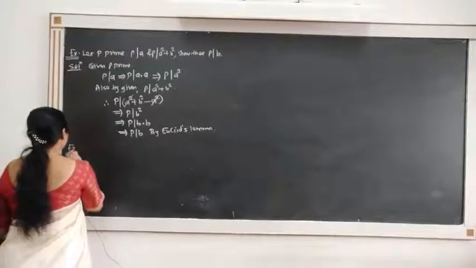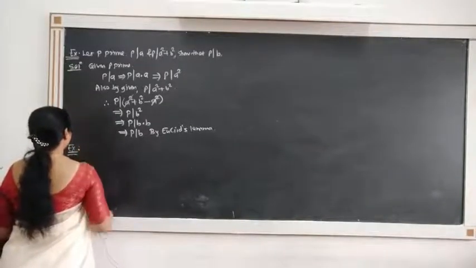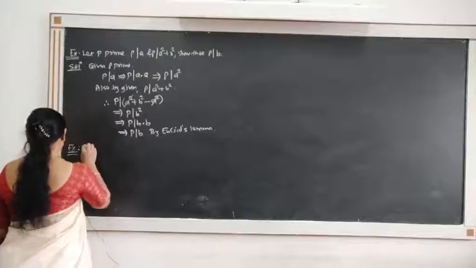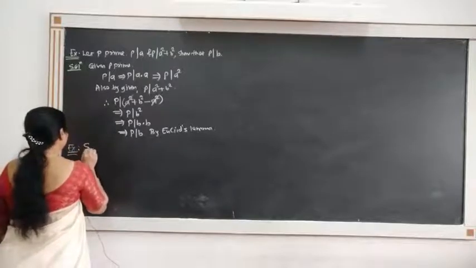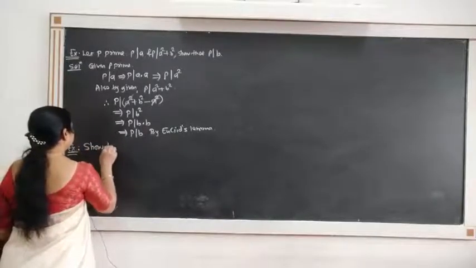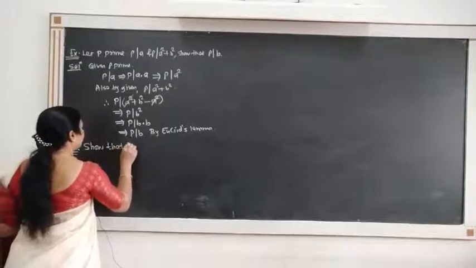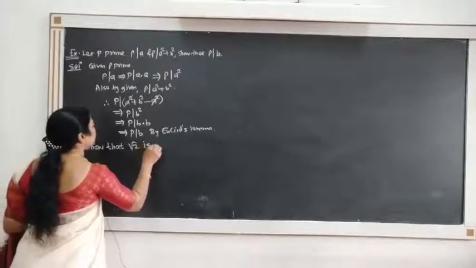This Euclid's lemma is also useful to show that a number is irrational. So consider the example. Show that root 2 is an irrational number.